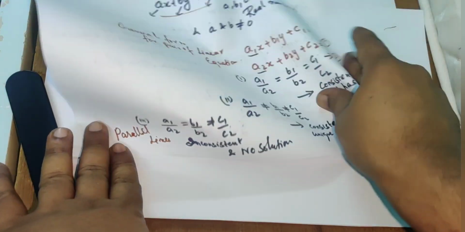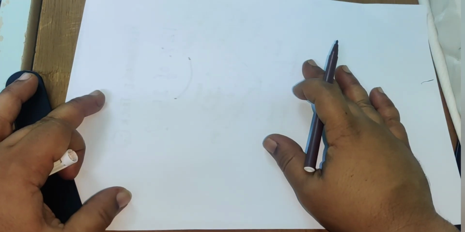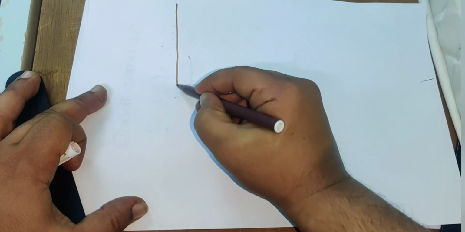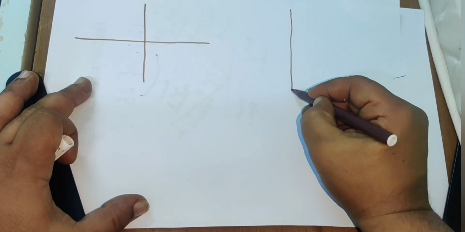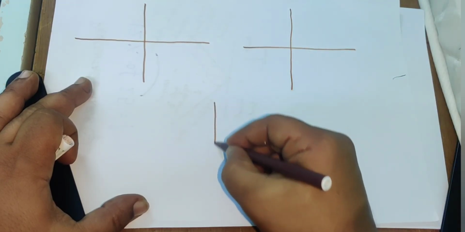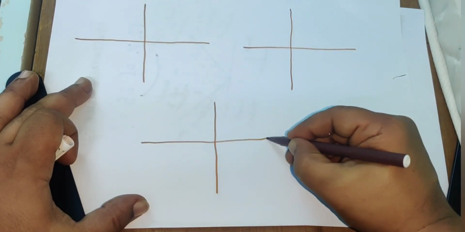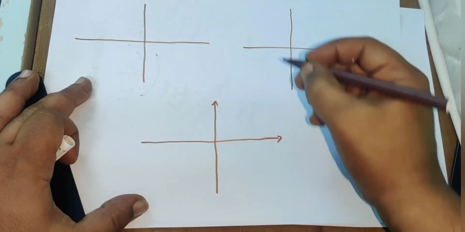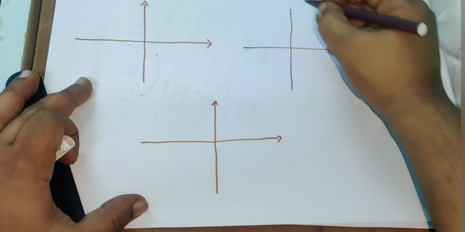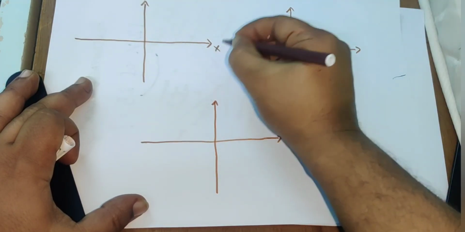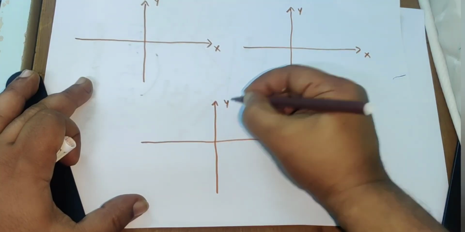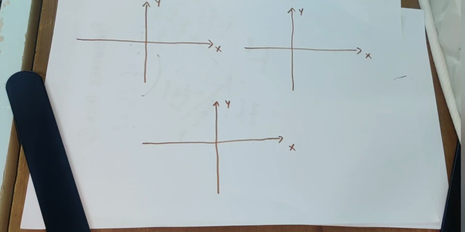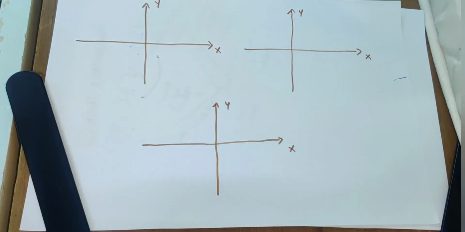In detail, I'll teach you the graphical method for understanding the solution. For example, there are three types of solutions we are getting. One is a unique solution, another is an infinite number of solutions, and the final one is no solution. All these three forms I am going to represent with a rough graph to make you fully understand. X-axis, y-axis. You can see the graphical form of a pair of linear equations.